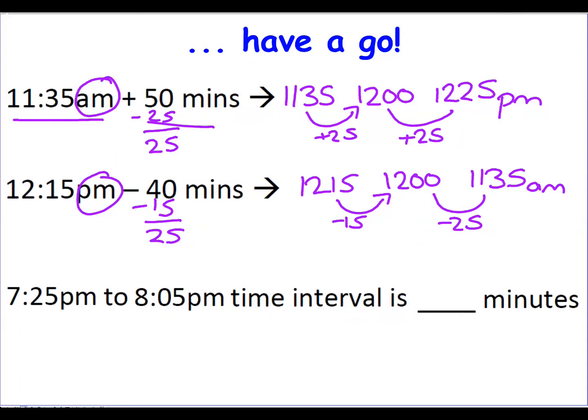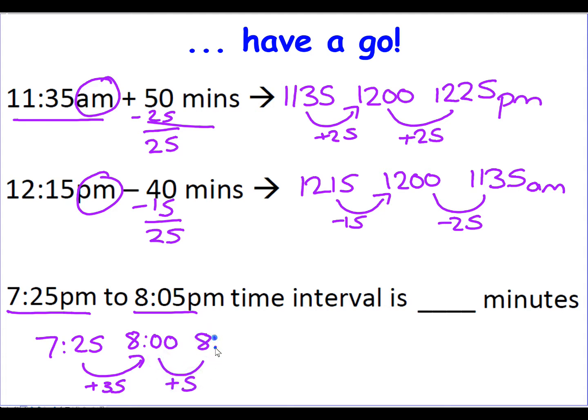So let's have a look at our last question, where we're looking for a time interval between 7:25 and 8:05. So start with your start time of 7:25. Now the quickest and easiest thing to do is add 35 minutes to make it a nice neat 8 o'clock. And then we need another 5 minutes to get to 8:05. So our time interval is our 35 minutes plus our 5, which is 40 minutes. So our time interval between 7:25 and 8:05 is 40 minutes.